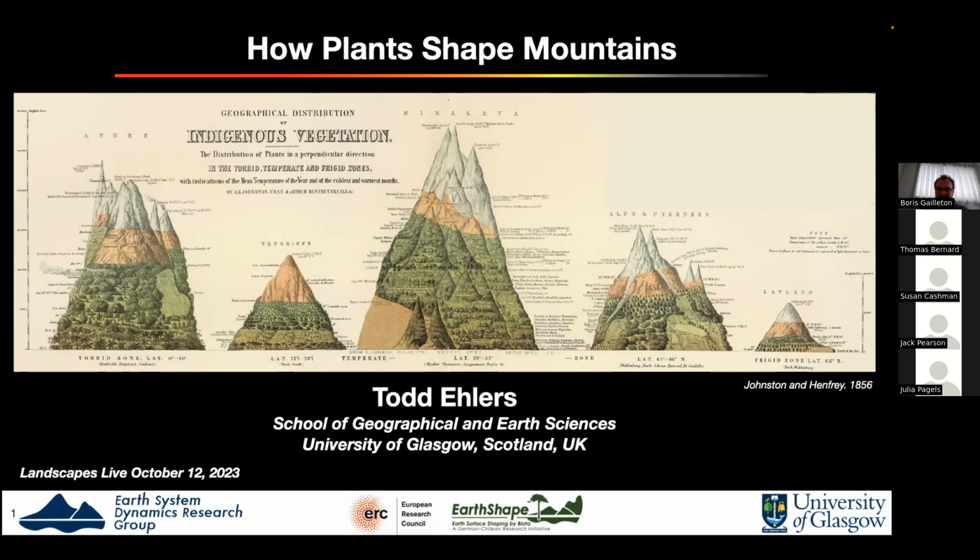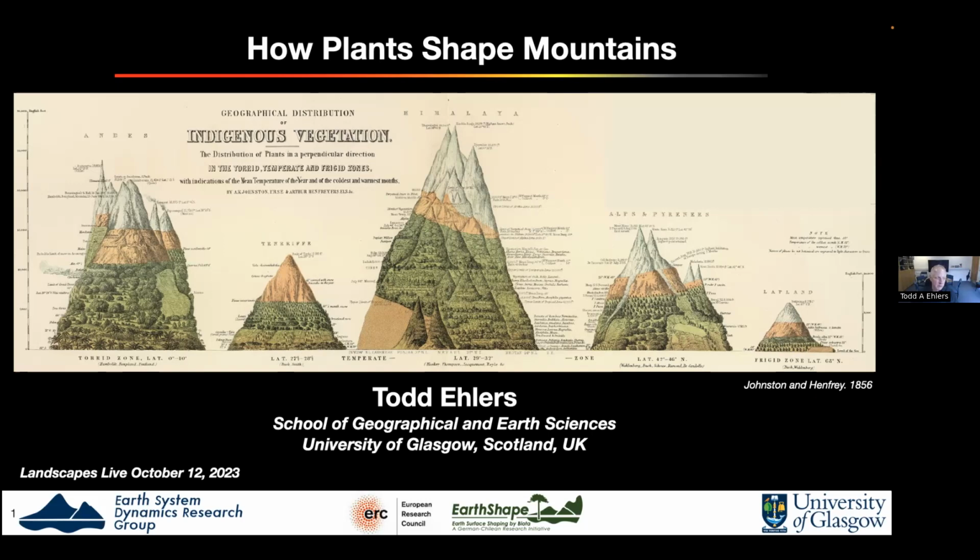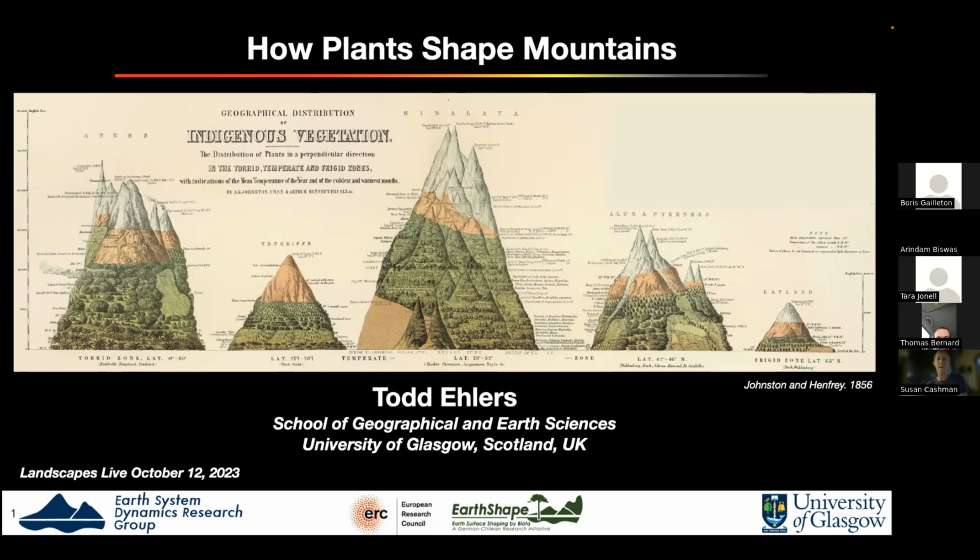Okay, so this image that you see here in front of you was published by Johnson and Henfrey in the mid-1800s, and it provides a real nice starting point for what I want to talk about today. What's depicted here builds upon the Naturgemälde of Alexander von Humboldt, and you see the Andes Mountains, the Himalayas, the Alps and Pyrenees, here in the Swedish Lapland. And what's being depicted is that as you change latitude and elevation, you get different biota on the surface. And at the time, this was quite revolutionary.